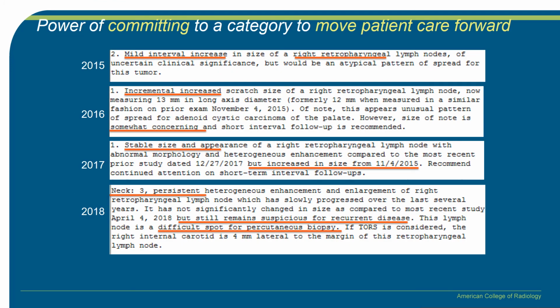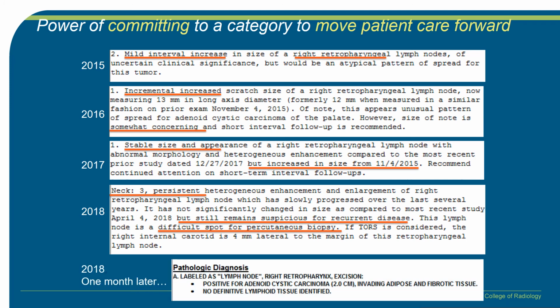So you can see that we brought attention to these retropharyngeal nodes. We used words like somewhat concerning. We compared it to the priors, but it wasn't until we said, you know what, it's not really changed from the immediate prior, but it's still highly suspicious for recurrent disease. And we talked about even what are the next steps for biopsy. And 1 month after that report, they went to surgery. So to me, I learned the power of committing psychologically for us as radiologists, but also for our surgeons to give them confidence to move the patient care forward.